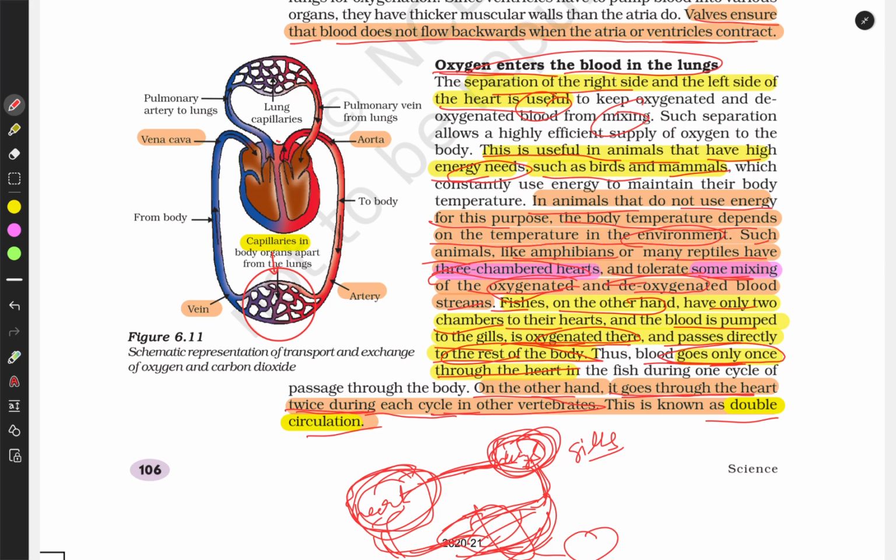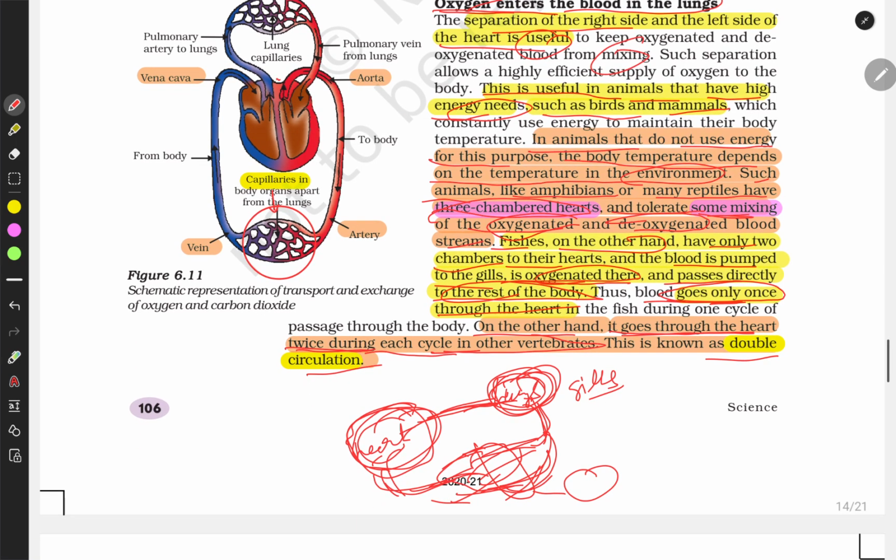And let's talk about the triple, in case of reptiles. The heart has only two chambers here. From one it is coming, from one it is going. In case of reptiles, there is a three chambered heart, so there is some mixing. What happens is that this lining is not there in the reptiles, and the oxygenated blood and deoxygenated blood mix.